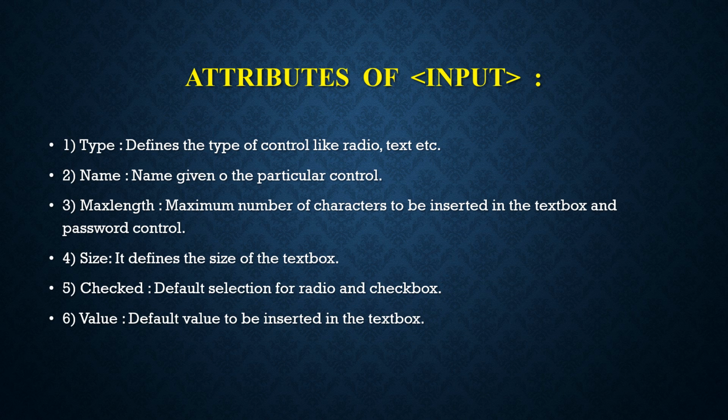Checked: the default selection of a radio or checkbox is checked. That means the radio button, that is a circular button, is selected and the checkbox is selected. So the checked value is inserted. And value is the default value to be inserted in the text box. Suppose the pin code is fixed, so you can insert the fixed pin code with the help of value. So value is equal to, suppose, 411011. This is the fixed number, and the area code is always fixed when the user wants to insert, so for value you can write 411011.